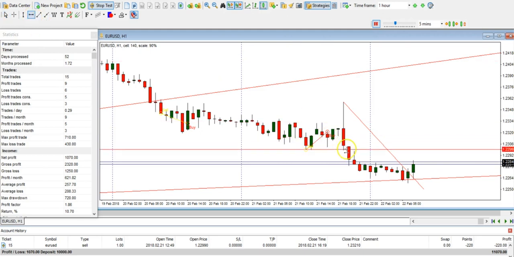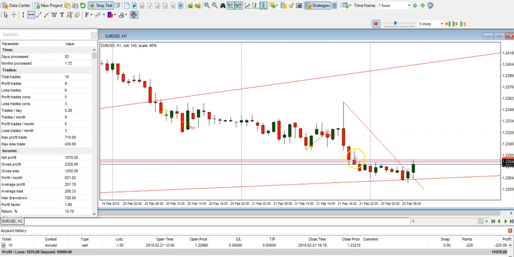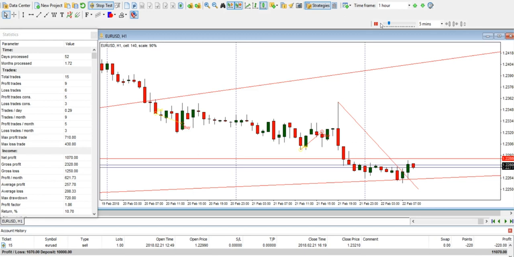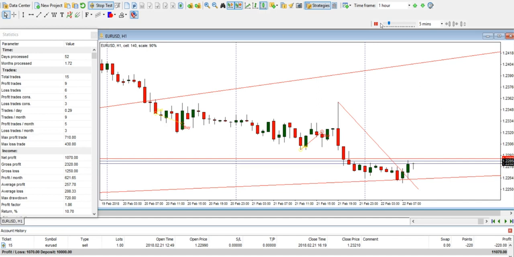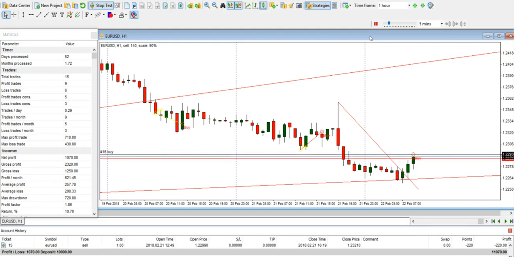Okay, so this here is going to be our buy trade, and we're just going to slow her down. And there is a sell penetration also there, but we'll just see what happens here. Okay, so we're in the buy, and we're just going to start to speed her up.